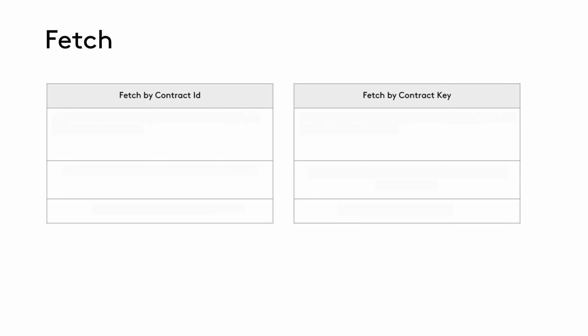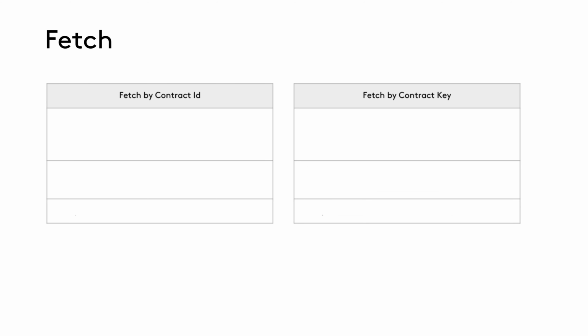Contract IDs and keys are very useful when we want to search for contracts. There are several ways to do that, but for now, we'll look at just one approach, and this is by using the fetch action. Fetch allows us to check the existence and whether or not a contract is active. There are two ways that we can use fetch. We can fetch by contract ID, or we can fetch by a key.